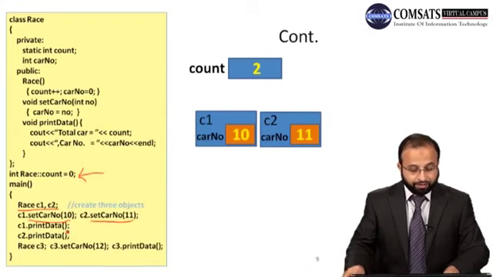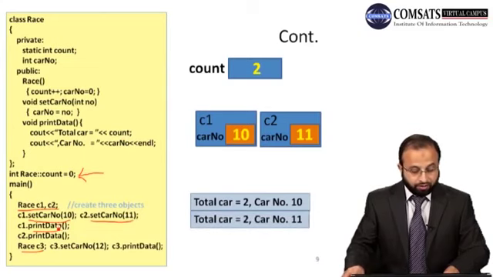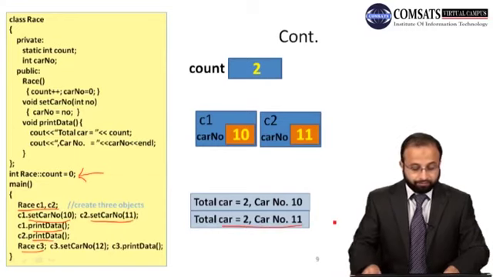And then we are printing the data. Now when we call print data function with C1, now the total number of cars is 2. So here you can see this object C3 is not created until now. So the total count value is 2, total cars are 2, and car number is 10. And then you again call the function with C2. It prints the message total car 2 and car number 10.